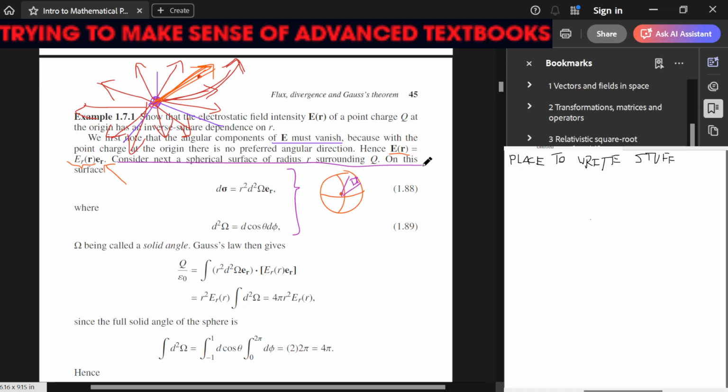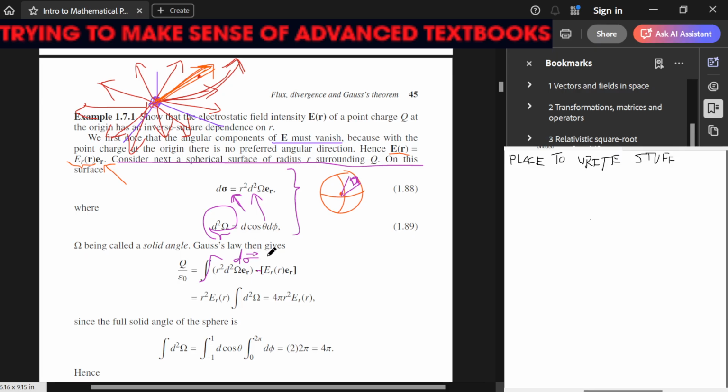Spherical surface of R surrounding Q. On the surface, the differential area element would be equal to this, where this is this. I don't know why they made it like this. Omega is called a solid angle, I guess. I forgot about that. Gauss's law then gives Q over epsilon, blah blah blah, dot.